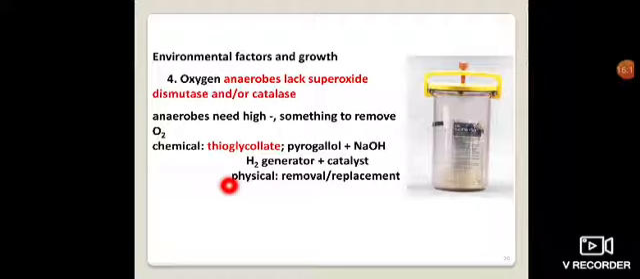Now here we can observe there is one instrument, and we are going to focus on that point. It is simply called the anaerobic jar, or it is also called the gas pack system. When we have to do any experiment to observe whether oxygen is essential or not essential, we can observe it by that instrument.